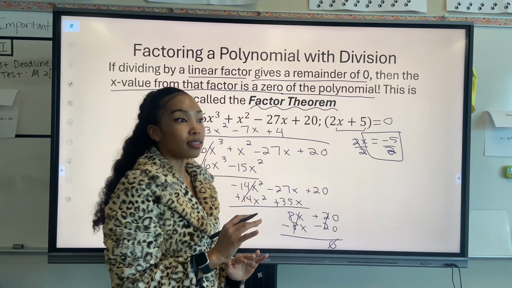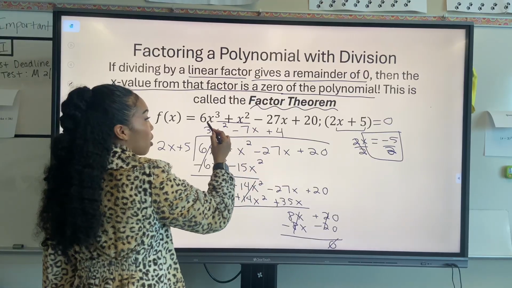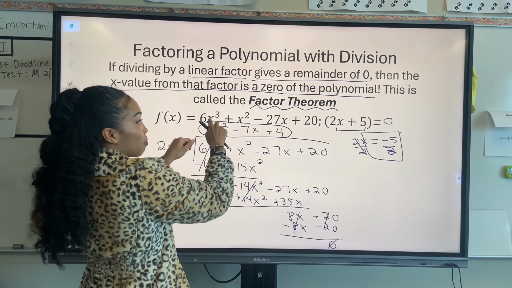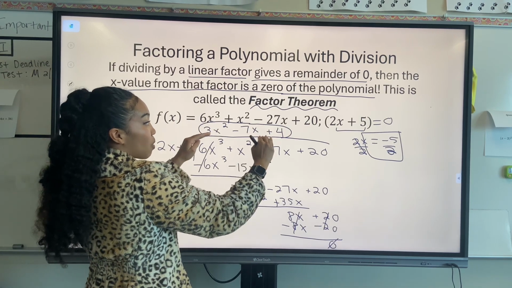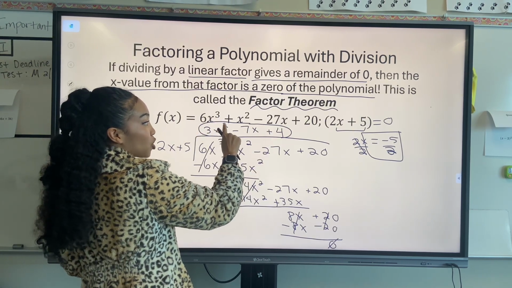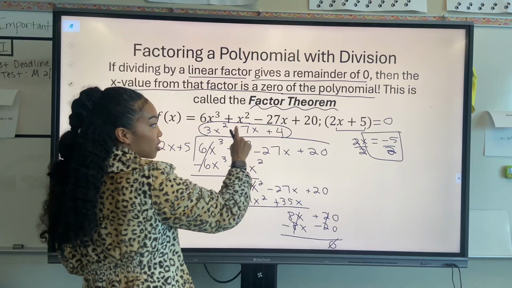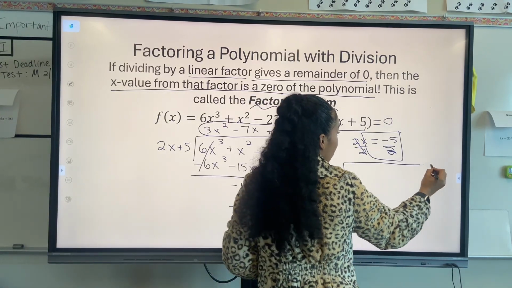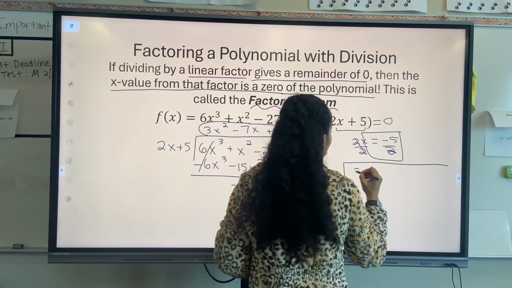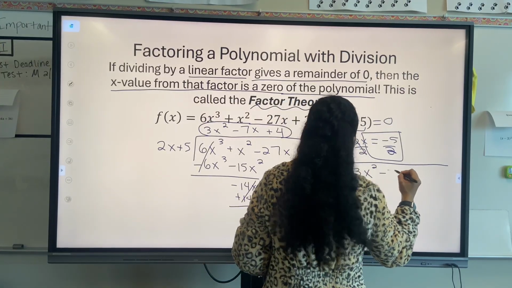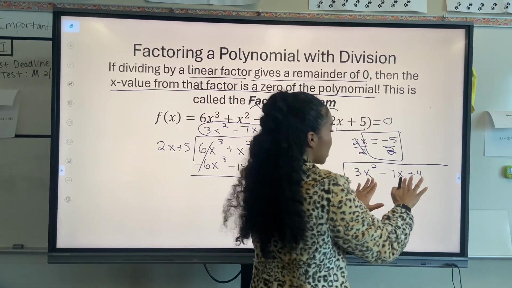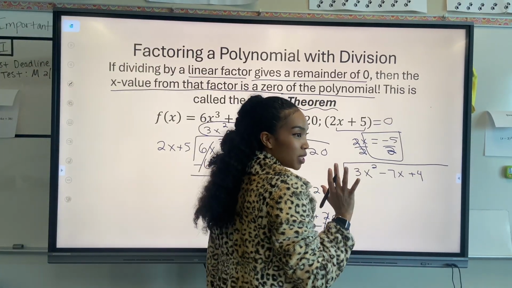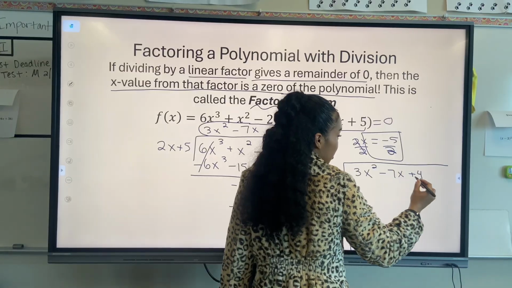Now we're not done. We finished with this polynomial. We started out with a cubic polynomial. When we divide, we got smaller, and we're left with a quadratic. Let's go ahead and factor this. So, go ahead and factor that polynomial. 3x squared minus 7x plus 4. Please factor it. I'm going to put the answer on the board. Don't peek. Look up when you're done to see if you're right.